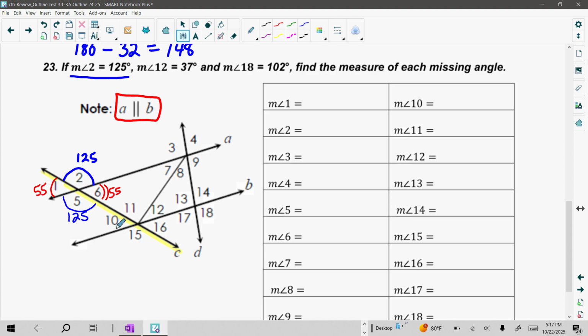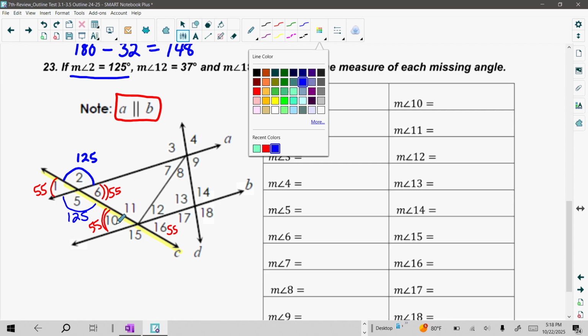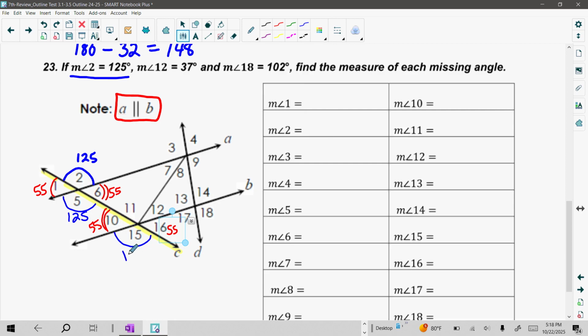Now I can move to angle 10 because 6 and 10 are alternate interior. They're in between A and B and on opposite sides of the transversal. So angle 10 is also going to be 55. And that is vertical to 16, so that's 55. And then I could have seen it with corresponding or a linear pair, but 15 is also going to be 125. So back to what I was saying, I can't get to angle 11 because it's made with a different line. It's the yellow line, but then it's made with this line over here.